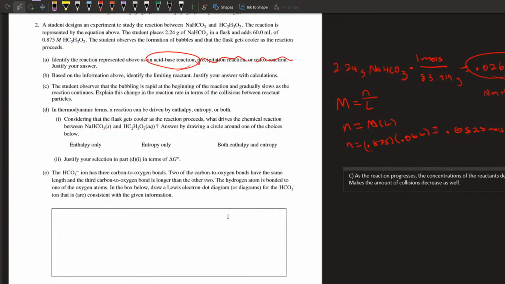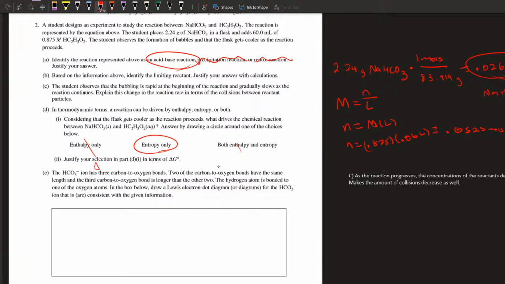All right. So let's get to 2D. In thermodynamic terms, a reaction can be driven by enthalpy, entropy, or both. Considering that the flask gets cooler as the reaction proceeds, what drives the chemical reaction between NaHCO3 and acetic acid? Answer by drawing a circle around one of the choices below. And part 2 is telling us to justify our selection. So looking at the choices, we know it's going to be entropy only. And I'll explain why right now.